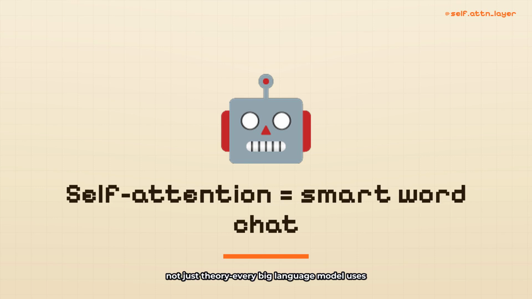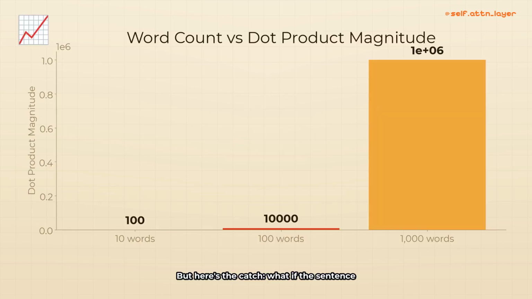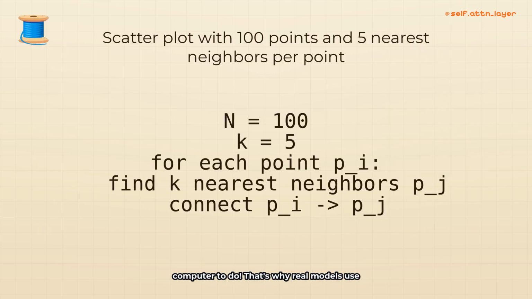And it's not just theory. Every big language model uses exactly this trick to understand sentences. But here's the catch. What if the sentence is long? Say 100 words. The QK matrix becomes 100 by 100. That's 10,000 dot products. For 1,000 words, it's 1,000,000 dot products. That's a lot of math for the computer to do. That's why real models use tricks to save time and memory.